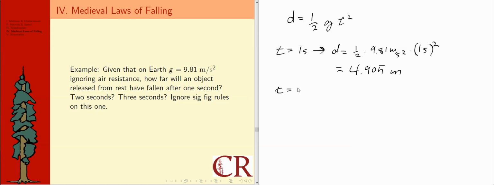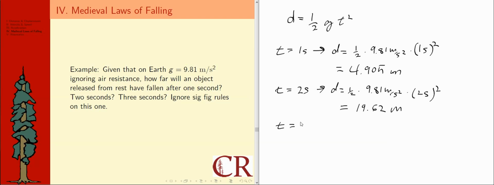I've got for t is equal to 2 seconds. For that one, we're going to say d is equal to 1/2 times 9.81 meters per second squared. This time times 2 seconds squared, which is really going to be like 1/2 times 9.81 times 4, right? And getting some help from my calculator, I get a number for that of 19.62. And again, the units should be meters.